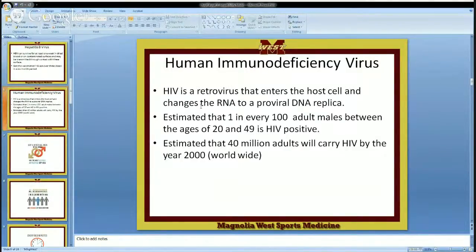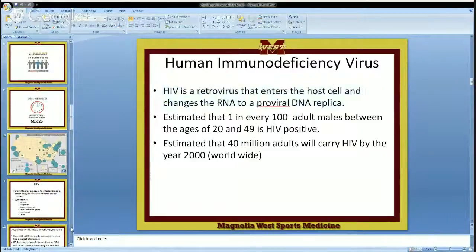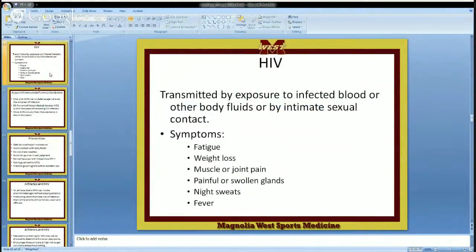What is HIV? Okay, HIV is a retrovirus that enters the host cell and changes the RNA to a proviral DNA replica. All right, let's go down to slide 11 that talks about HIV. Here's another great listing question. If you'll notice that 1, 2, 3, 4, 5, 6, you'll need to know all 6 of those.